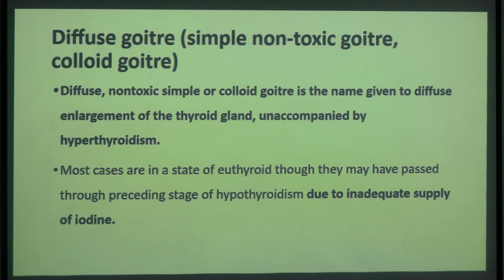Diffuse goiter or simple non-toxic goiter or colloid goiter. Diffuse non-toxic simple or colloid goiter is the name given to diffuse enlargement of the thyroid gland, unaccompanied by hyperthyroidism. So diffuse goiter or simple non-toxic goiter is mostly associated with hypothyroidism. Most cases are in a state of euthyroid, though they may have passed through preceding stage of hypothyroidism due to inadequate supply of iodine.